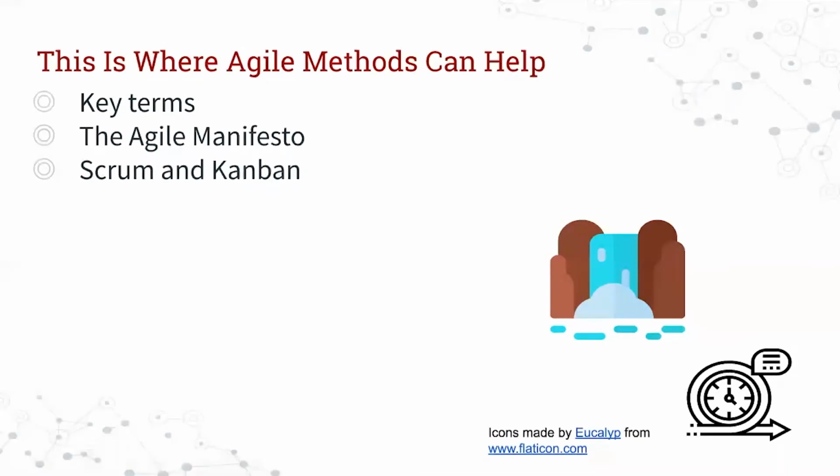For those of you who don't know what Agile is, Agile is really a set of frameworks that act as project management tools. They aren't in themselves project management, but they are frameworks that can help you manage a project. We're going to go over a few key terms for Agile processes and frameworks, and we're going to go over the Agile Manifesto. I think that's an important step to understanding why the Agile methodologies have come about. And we're going to go over Scrum and Kanban.